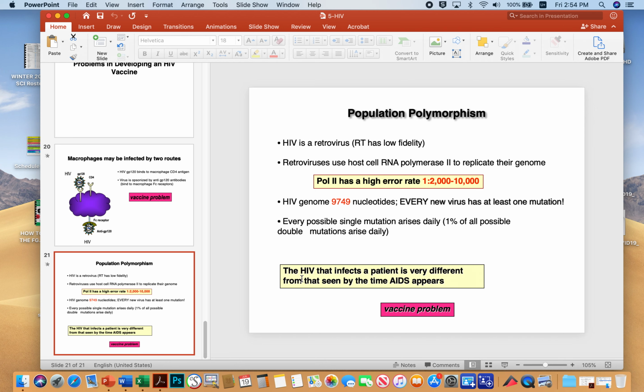So again, the HIV that infects a patient is very different from what's seen by the time AIDS appears. And again, that's also a vaccine problem here because the virus is constantly changing. So your vaccine target is a moving target. And that becomes a huge problem.